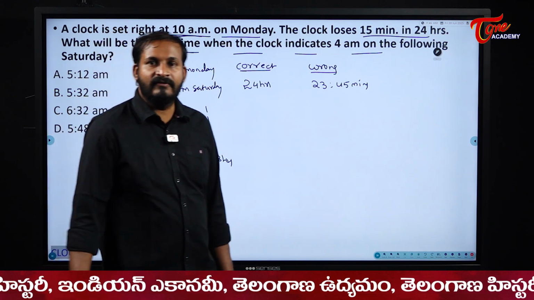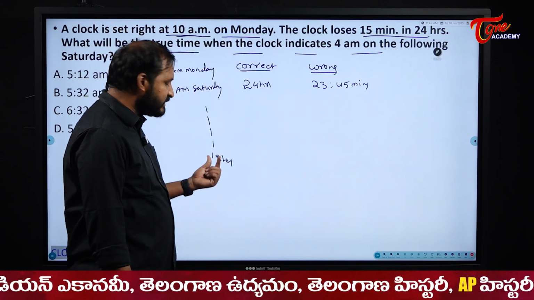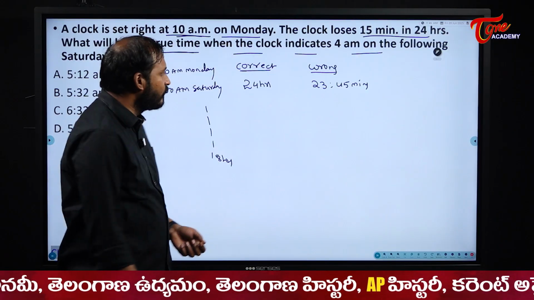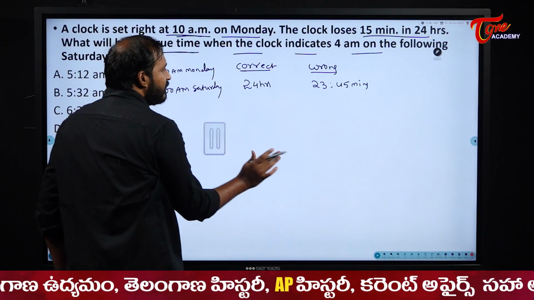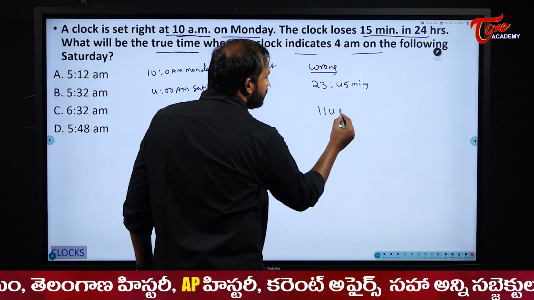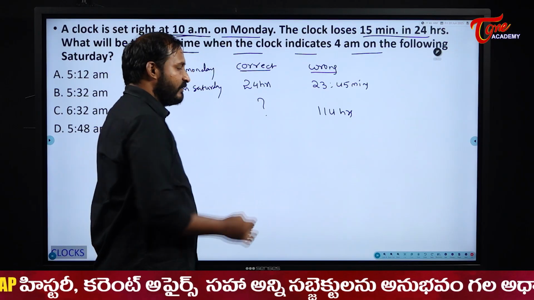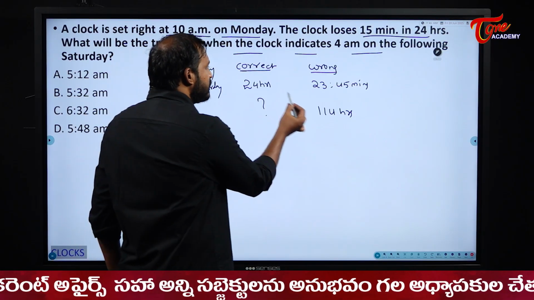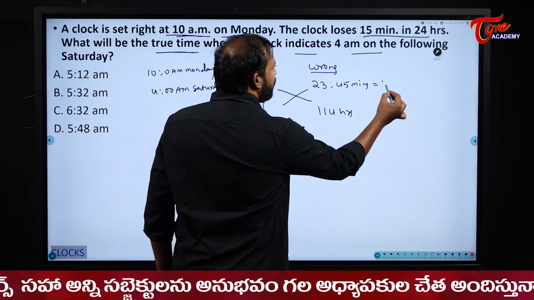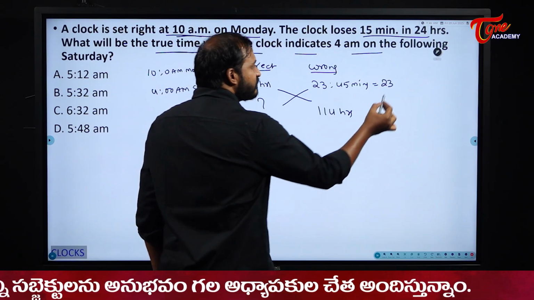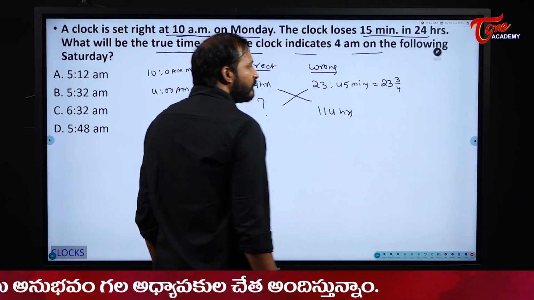4 days means how many hours? 96 hours. 96 plus 18, it will become what? 114 hours. So, that means my wrong clock runs for 114 hours. They are asking us what the correct clock will run for. Now, the same process. So, before that, I will write 23 hours 45 minutes as 23 and 3 by 4.